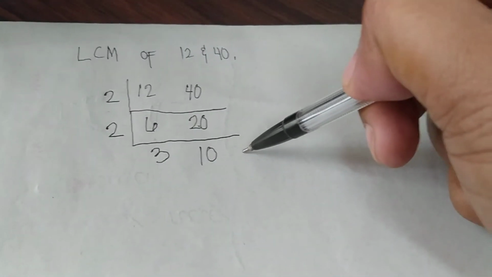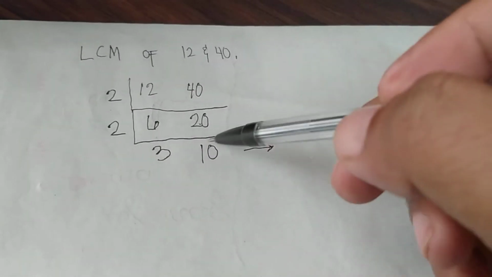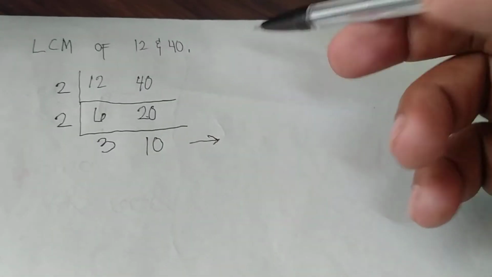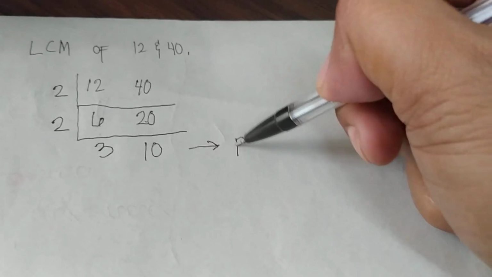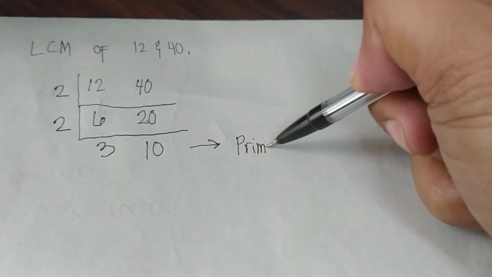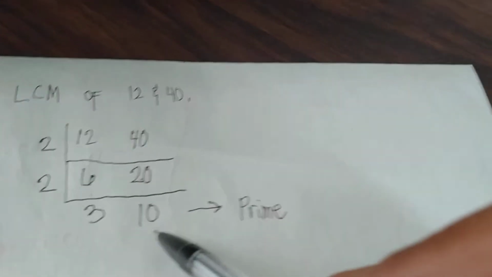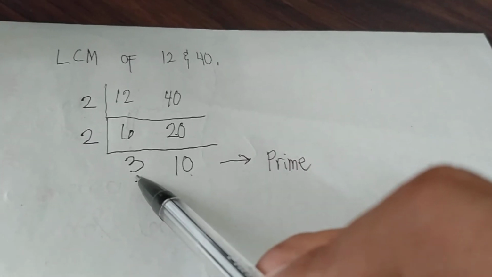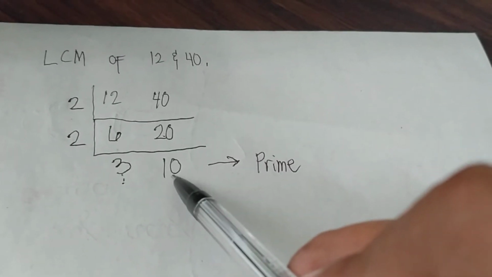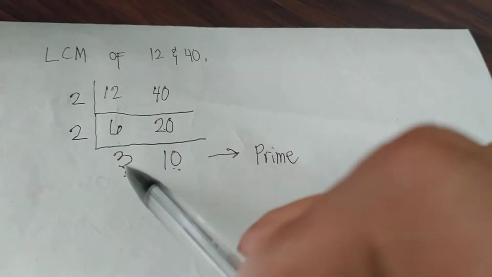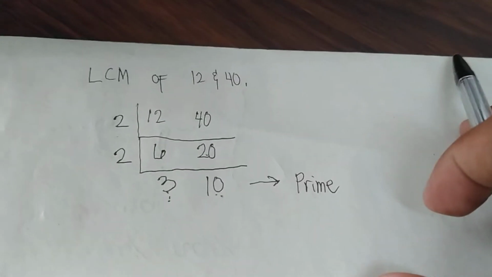And then we stop if the two quotients are relatively prime. Relatively prime means they don't have any common factor. This is an odd number and an even number. 3 and 10 have no common factors, so we'll stop right there.